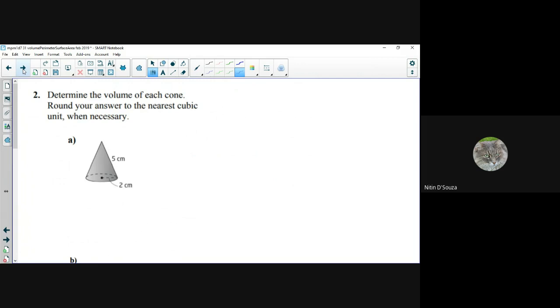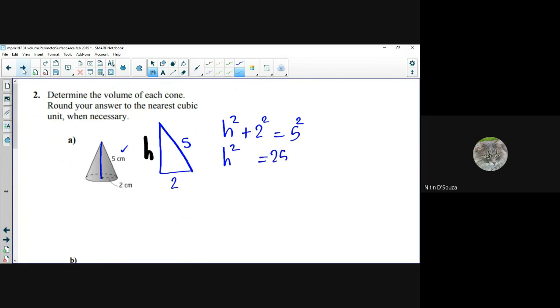I'm going to do an example from question number 2. Notice in question number 2, they give us the slant height, but they don't give us the perpendicular height. So we're going to need to find that. Our triangle looks like this. My slant height is 5, my base is 2, and I'm looking for h. So I know that h squared plus 2 squared is equal to 5 squared. So h squared is equal to 25 minus 4. H is equal to the square root of 21. So when I check for the square root of 21, I get 4.6.